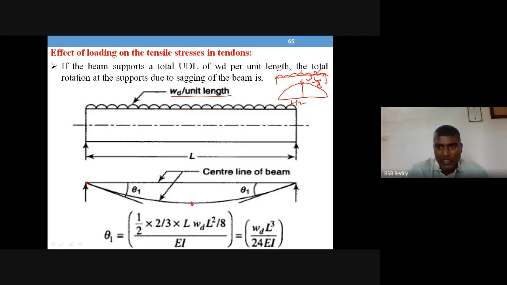Okay, so theta 1 value, if you want, is the area of the M by EI diagram of this portion, only half of the portion. Half of this area is a parabolic area, so 2/3 of base into height is the formula. The base is L by 2, and the height is WL square by 8 divided by EI. You have to prepare the M by EI diagram, bending moment divided by EI. So this is the theta 1 value. That gives you a standard value that you know very well: for a simply supported beam with UDL, the slope at the support is WL cube by 24 EI. So this is how you get theta 1 value.